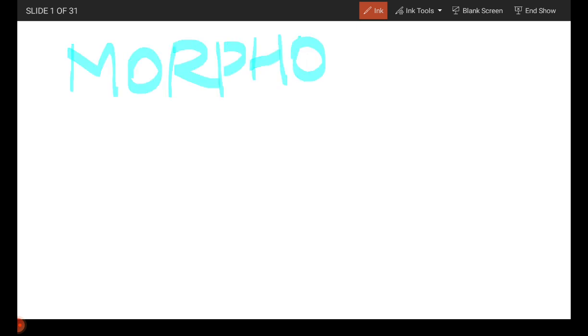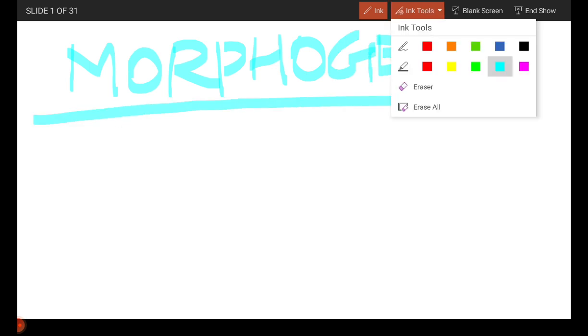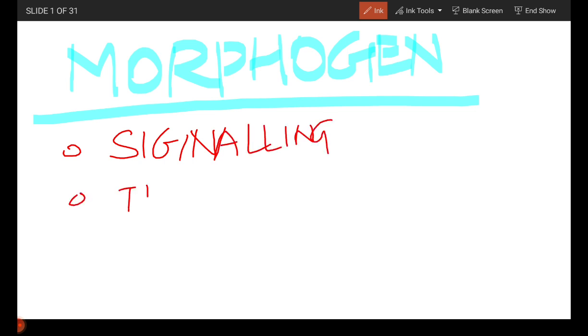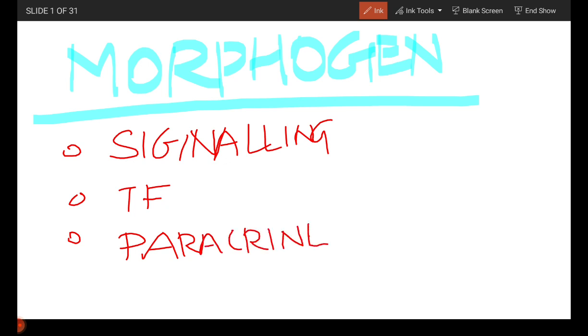So what is morphogen? Morphogen can be any substances. Morphogens can be signaling molecules. Morphogens can be transcription factors. They can be paracrine signals. We have already seen this paracrine signaling when we spoke about instructive interaction. It helps in cell-fate attainment of stem cell.